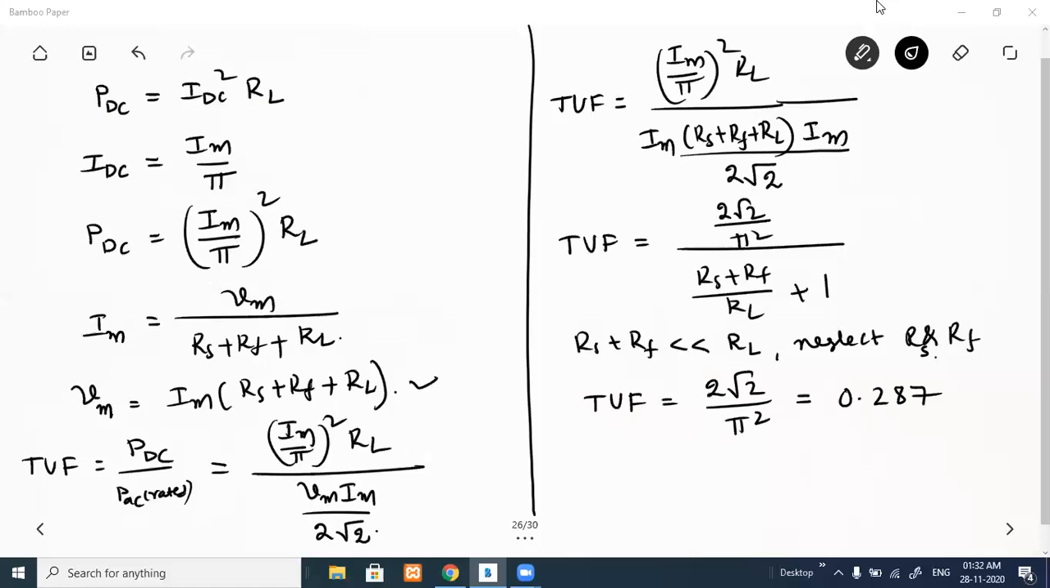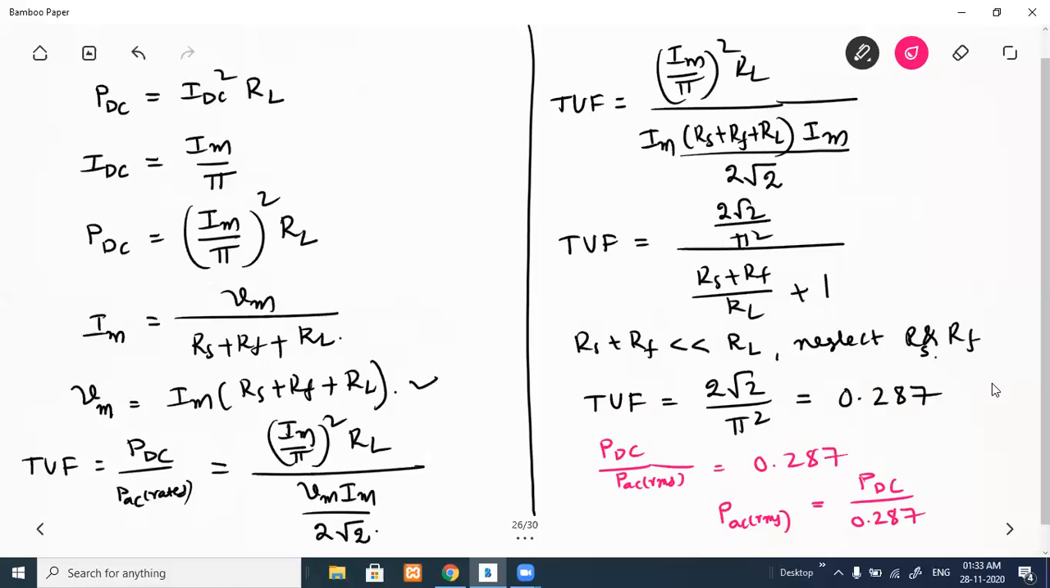So very clear. This TUF means PDC by PAC rated or RMS value, which is equal to 0.287. From this, we can easily calculate the AC power rating of the transformer, that is PAC rated is equal to PDC by 0.287. So this is the power rating of the transformer required for half wave rectifier.